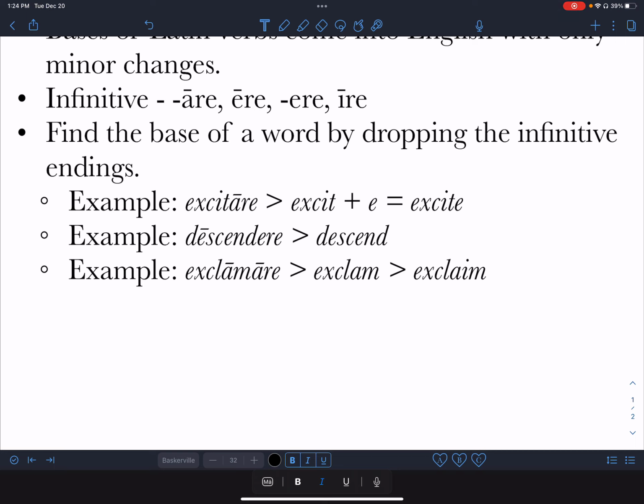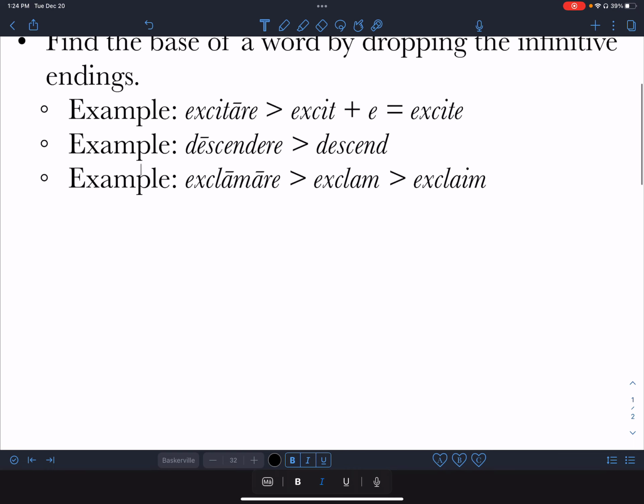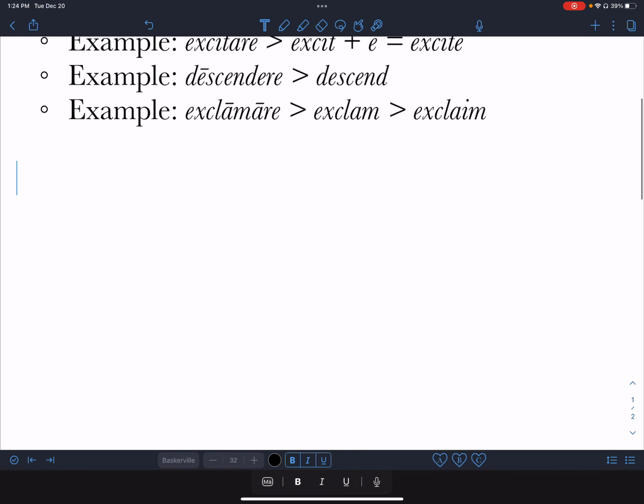So let's go through an exercise where you practice this. I'm going to give you some infinitives, and you are going to turn them into English words.